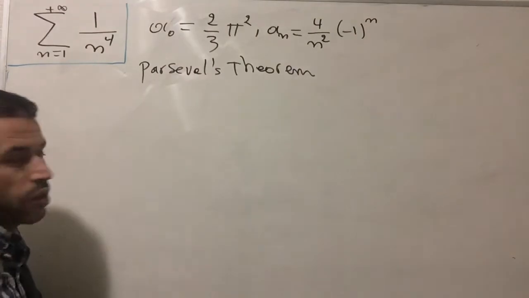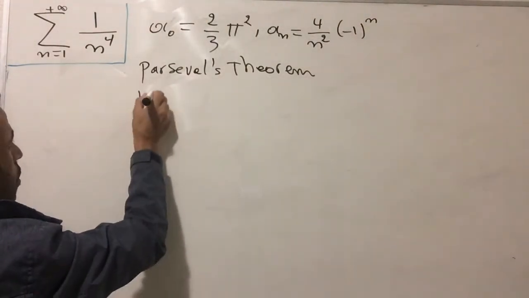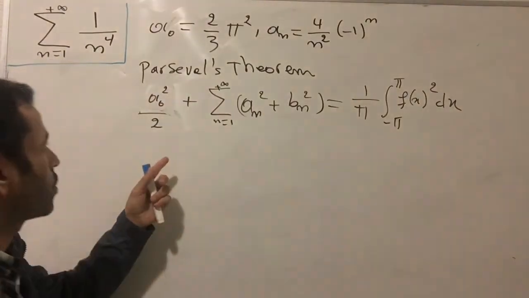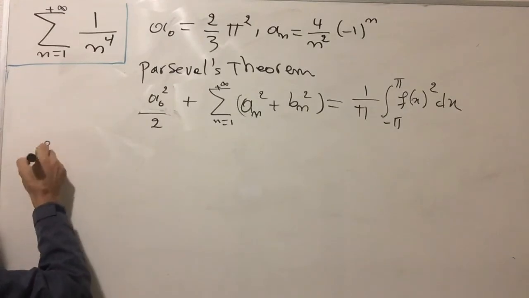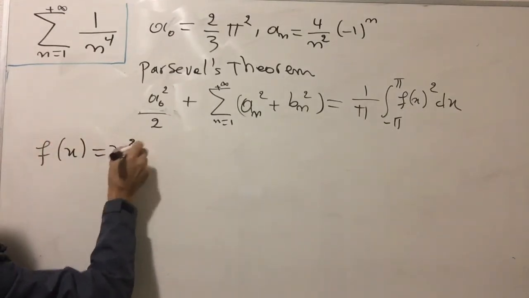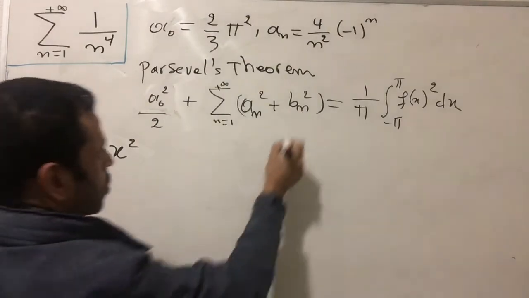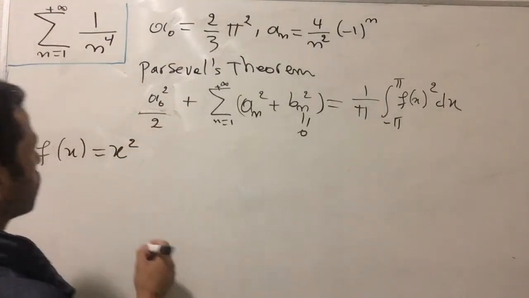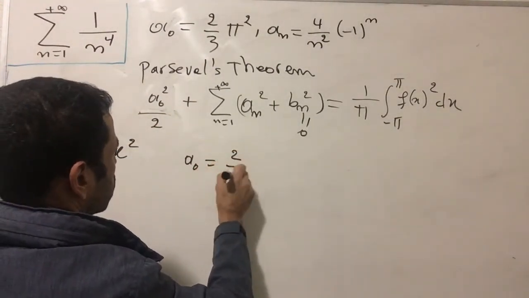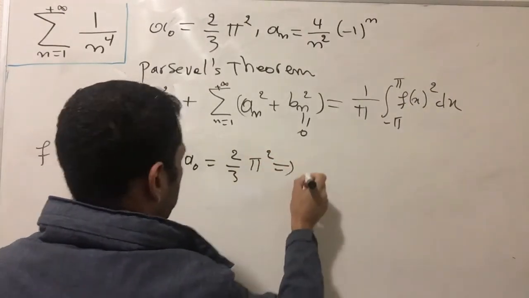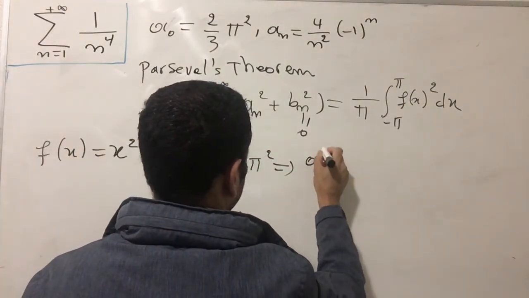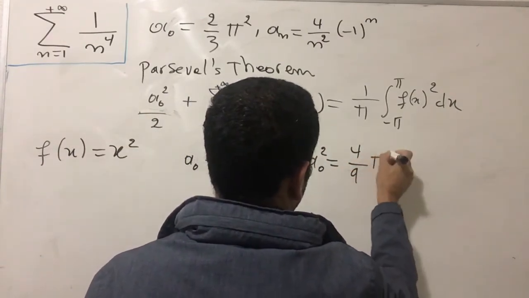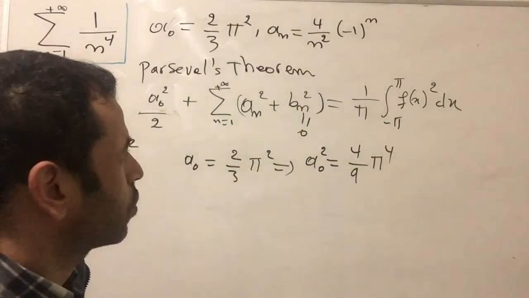Parseval. What does the Parseval theorem say? We have a sub 0 squared over 2. This is Parseval theorem. Okay? So here we have f of x equal to x squared. Okay? So this one equals, we already found, 0. And we have a sub 0 equal to 2 over 3 pi squared. This means a sub 0 squared equals 4 over 9 pi to the 4th. Okay?